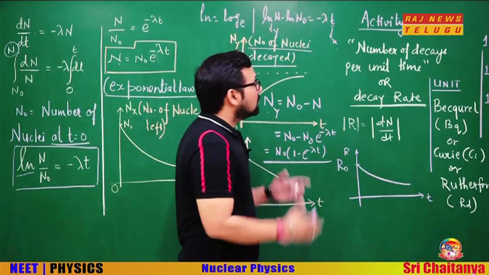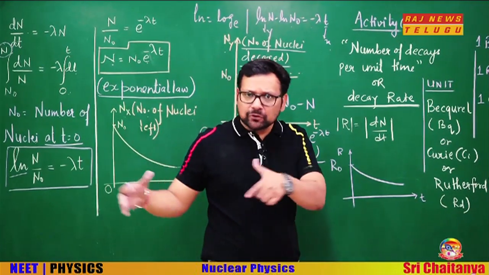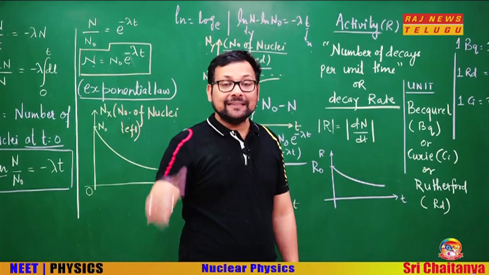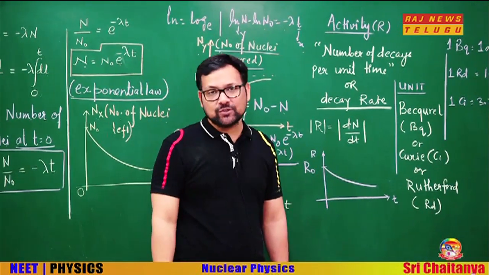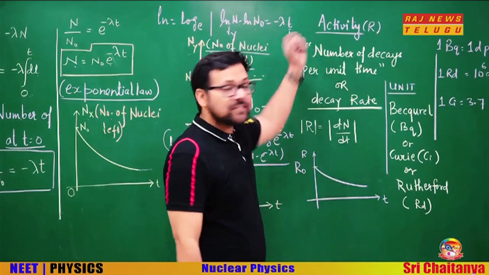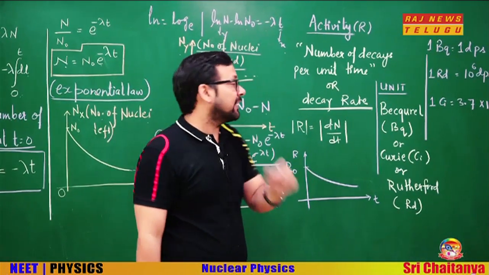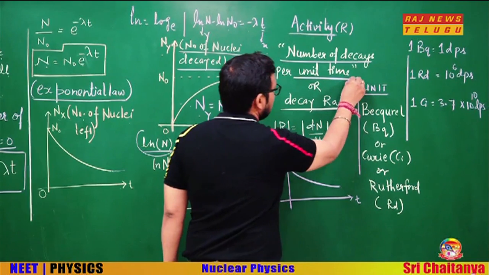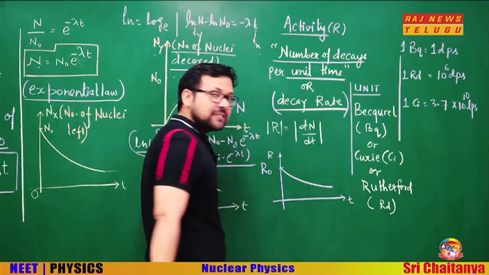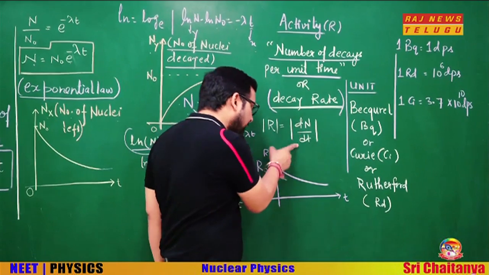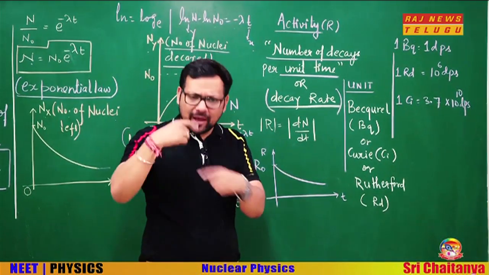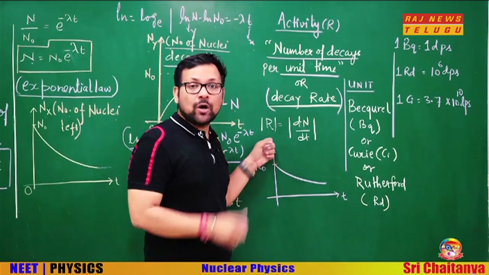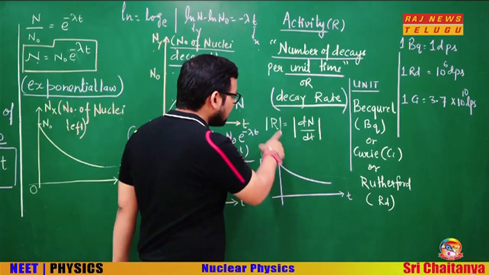Okay. Now a similar topic related to this: dN by dt. The law was dN by dt equals minus lambda N, and that dN by dt is called, students, activity. So if the question is written in terms of the word activity, you have to get it: activity is the number of decays per unit time, or you can say the decay rate. And what was the decay rate? Decay rate was dN by dt. The rate of decay, how rapidly the nuclei were decaying, was dN by dt, and that is called activity.